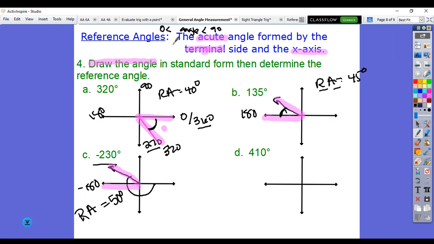Now, almost done. We're getting close. 410. It might help you guys just to subtract anytime this number is more than 360, subtract it off. 50 degrees. It's like going all the way around for 360 and then another 50 degrees. I want the acute angle between the terminal side and the x-axis. Well, how many degrees did we just say this is? My reference angle, 50 degrees.